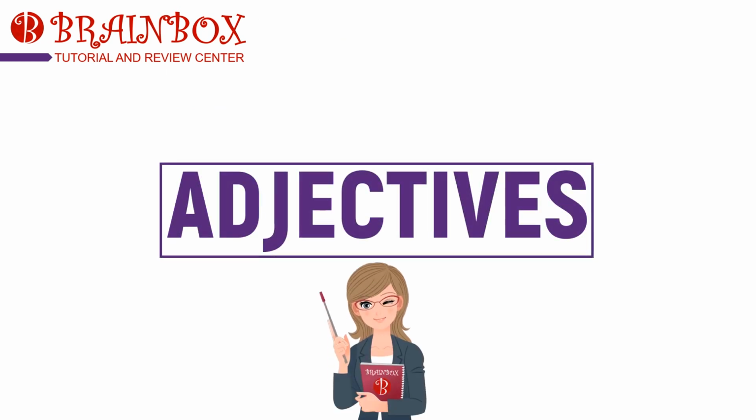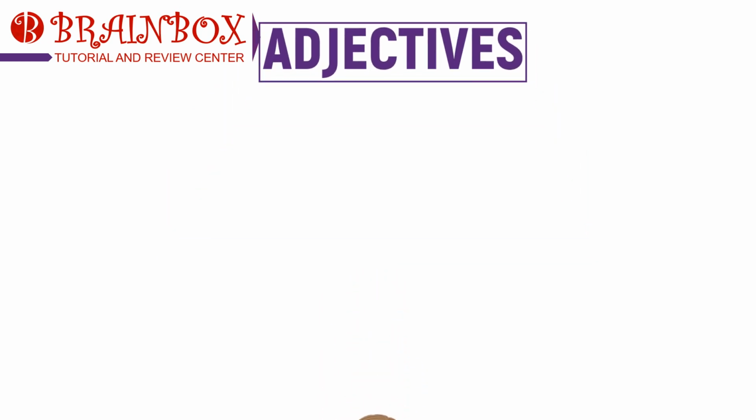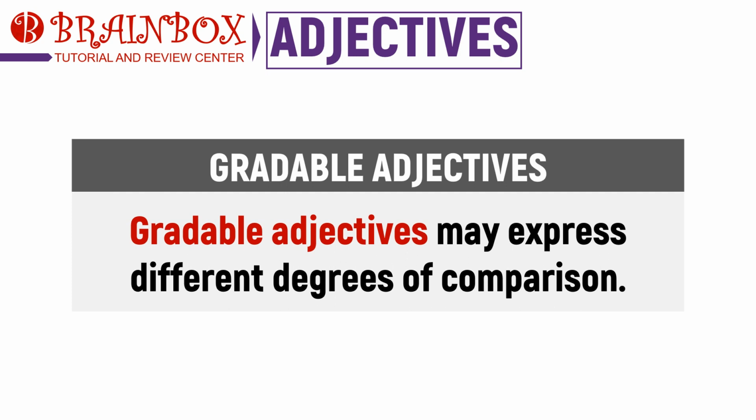There are two categories of adjectives: gradable and absolute, or non-gradable. Gradable adjectives may express different degrees of comparison. They can be used in equivalent, comparative, and superlative forms to compare or emphasize the degree of a particular quality.